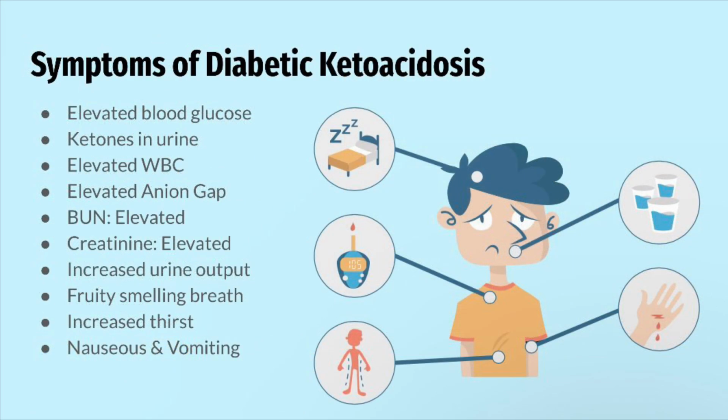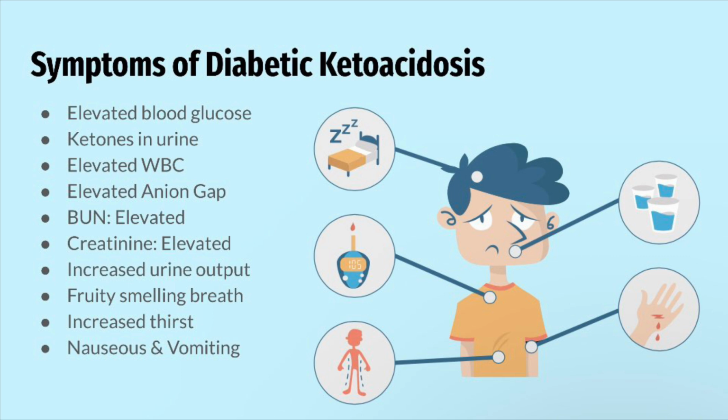Some symptoms of diabetic ketoacidosis. It includes an elevated blood glucose, ketones in the urine, elevated white blood count, elevated anion gap, BUN is elevated, creatinine is elevated, and increased urine output, as well as fruity smelling breath, increased thirst, and nausea and vomiting. My patient had multiple of these symptoms.